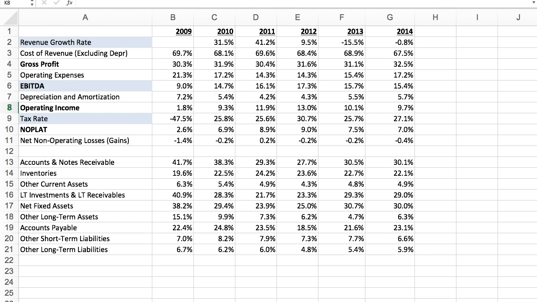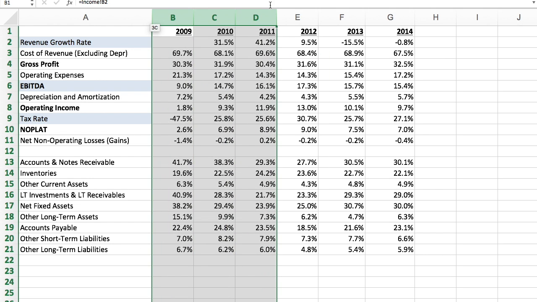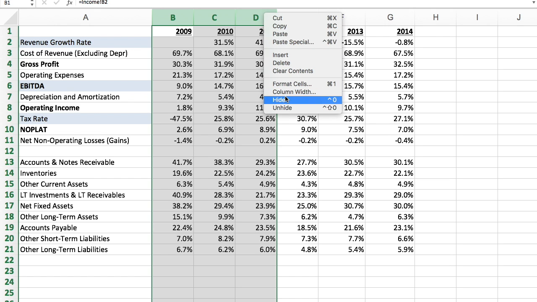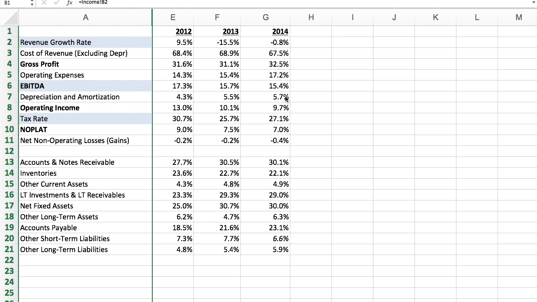Now to make it a little bit easier to see on one page, I'm going to hide some of these historical years. If you don't have to hide them, I'm just doing it to put it all on one page. So very important, don't delete these columns. It'll screw up the model. So if you do what I do, hide them, which is right-click hide, all right? Or you can leave them on there, all right?